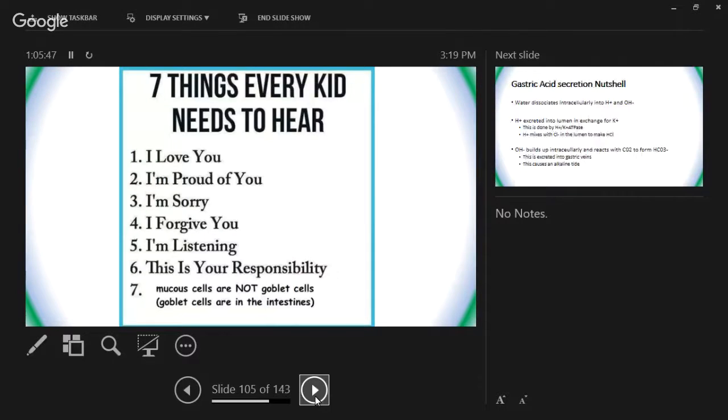Guys, don't be surprised when you get a question on this. Mucus cells are not goblet cells. So goblet cells are not in the stomach. They're in the intestines. Remember that one, you want to get it right.